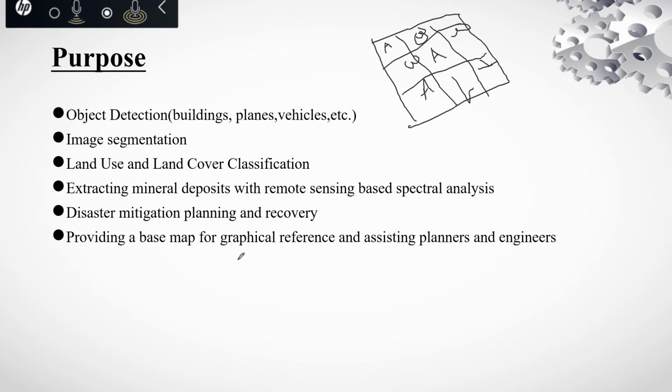Last is providing a base map for graphical reference and assisting planners and engineers. So as we get a view from the space, we can use it for basic planning, like the engineers do for a particular place, and also we can get the coordinates and all if we are planning to build something on a particular place. At that time also the raster images can be used.